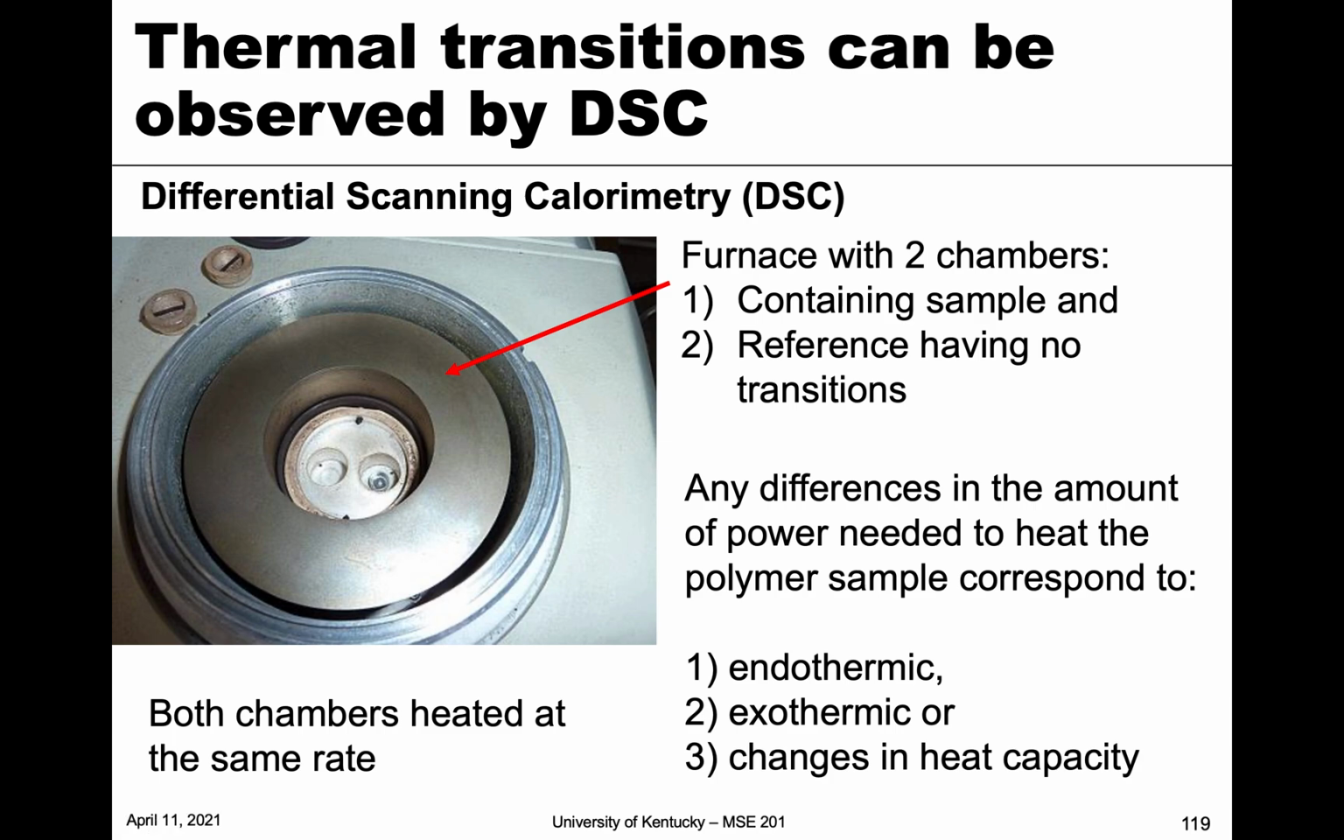And that's because we can have different thermal events. We could have an endothermic event, where we would need to add more power to the system to be able to heat the polymer at the same rate. Or it could be exothermic, so less power is needed because it's giving off heat. And there can also be changes in the heat capacity of the material. So all of these will affect how much power needs to go into the sample furnace in order to heat them up at the same rate.